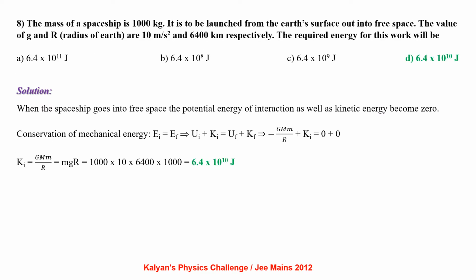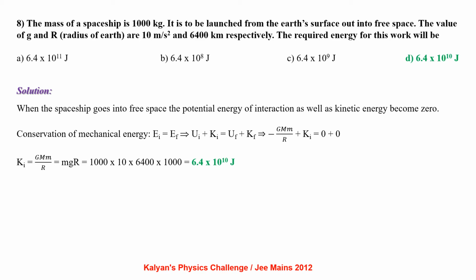The mass of a spaceship is 1000 kg. It is to be launched from the Earth's surface out into free space. The values of g and R are 10 meter per second square and 6400 km respectively. The required energy for this work will be: when the spaceship goes into free space, the potential energy of interaction as well as kinetic energy becomes 0.